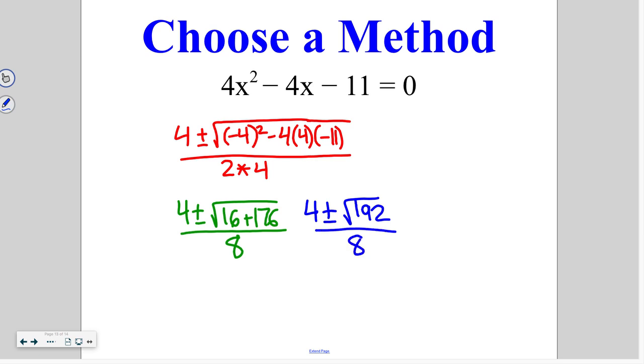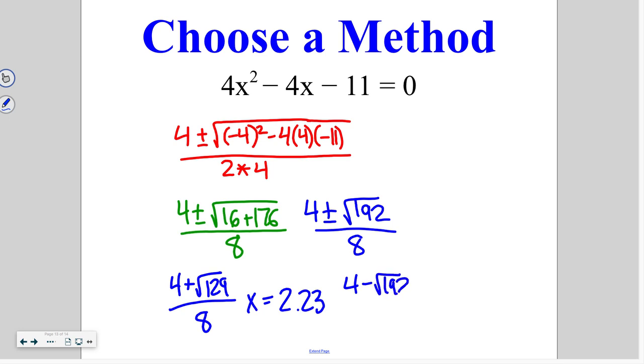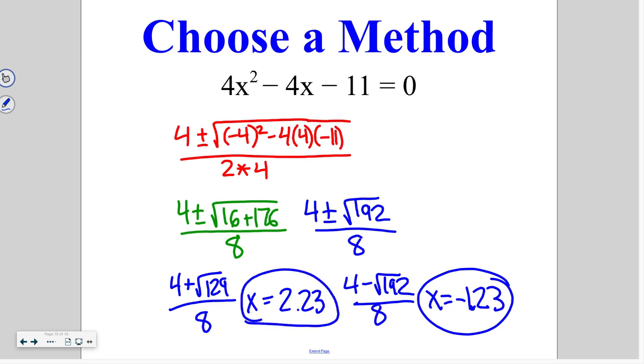Plugging both of those into the calculator, the first one with the addition, plus the square root of 192 divided by 8, is going to give me an answer of x is equal to 2.23. And the second one, where we are subtracting that square root value, gives me x is equal to negative 1.23. So again, our two answers. If you have questions about this or anything else from the lesson, please let me know when you get to class.